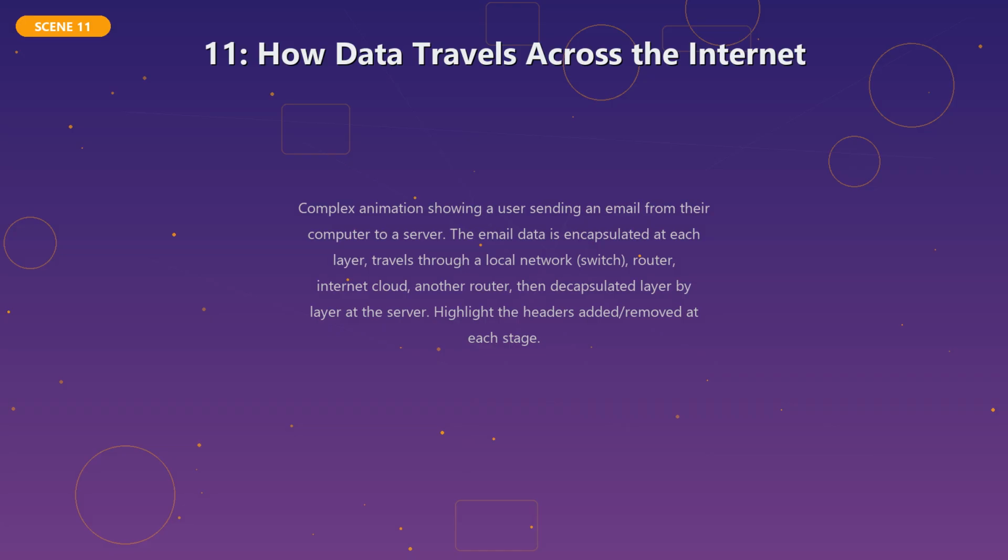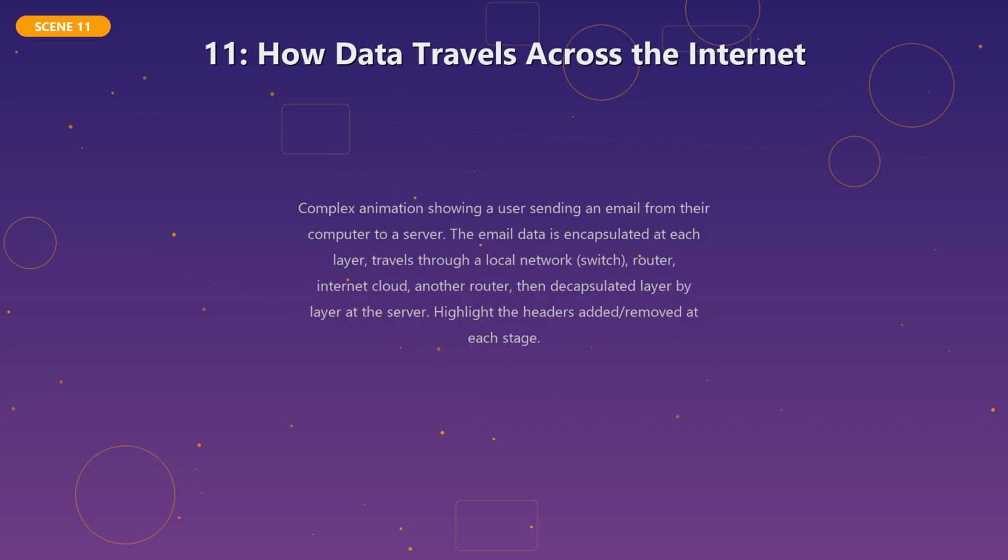3. Transport layer, server. The TCP segments are received. TCP checks for errors, reassembles the segments into the original data stream, acknowledges receipt, and passes the data up. 4. Application layer, server. Finally, the data is delivered to the mail server application, SMTP server, which then stores the email for your friend to retrieve. This entire journey, often involving multiple networks and devices, happens in milliseconds.